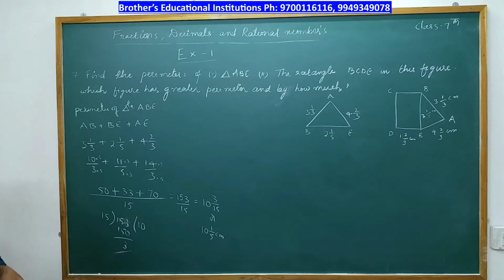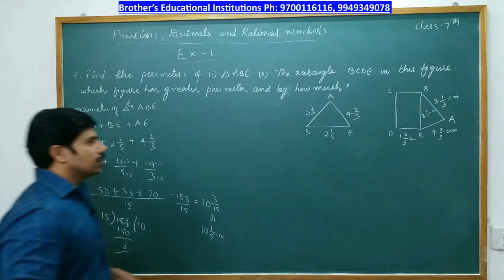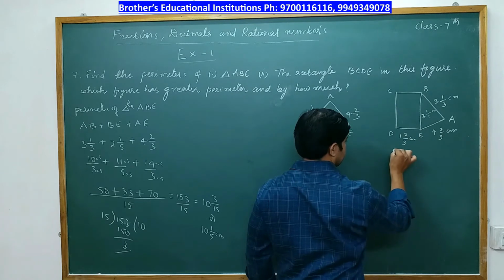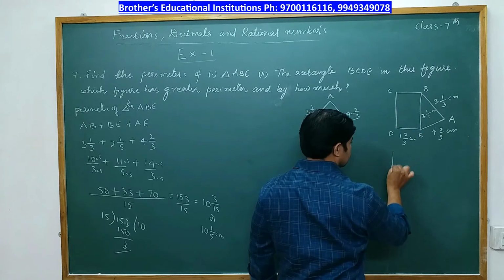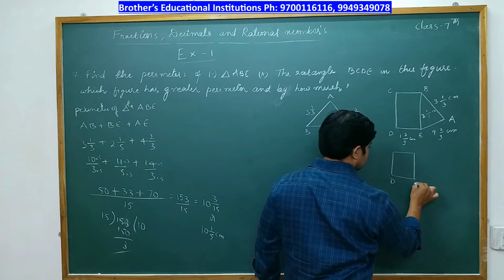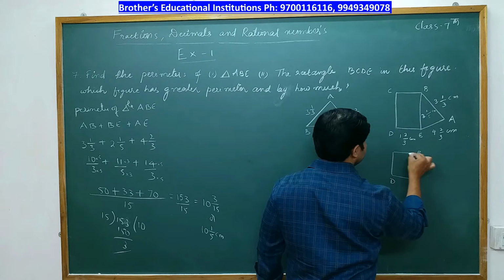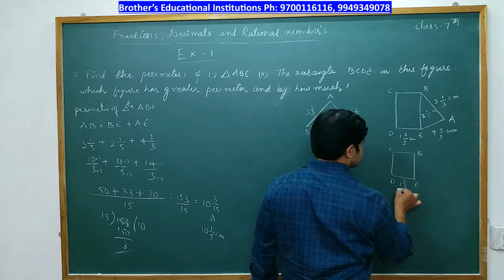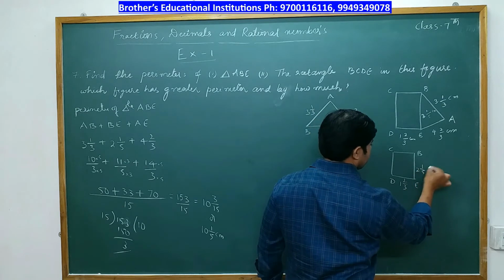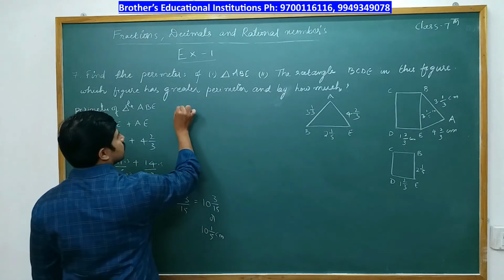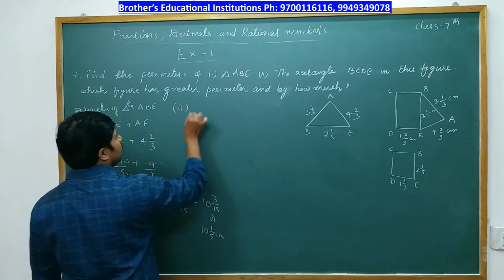After that we'll find the perimeter of rectangle BCDE. So this is rectangle BCDE. In this rectangle, this is the breadth: 1 2 by 3 is the breadth, and 2 1 by 5 is the length. Now the second one is the perimeter of the rectangle.